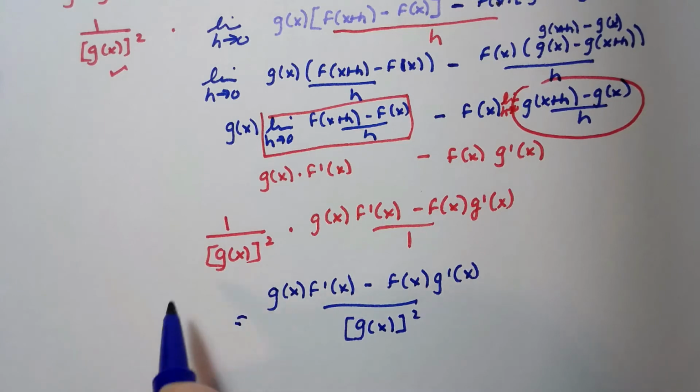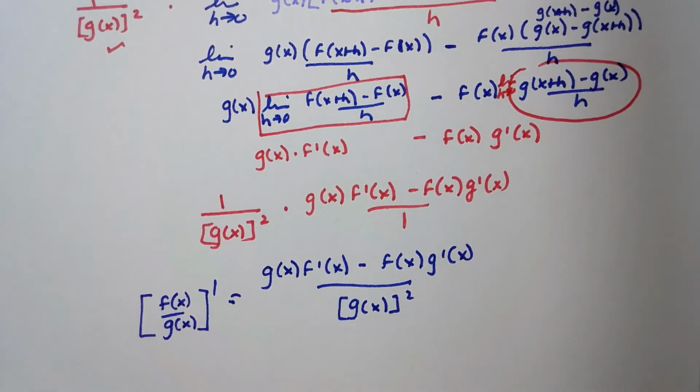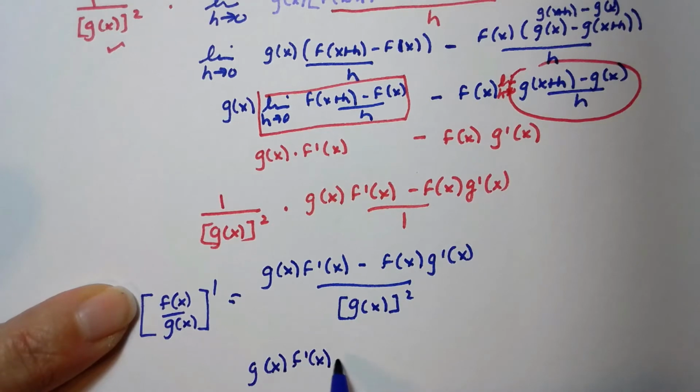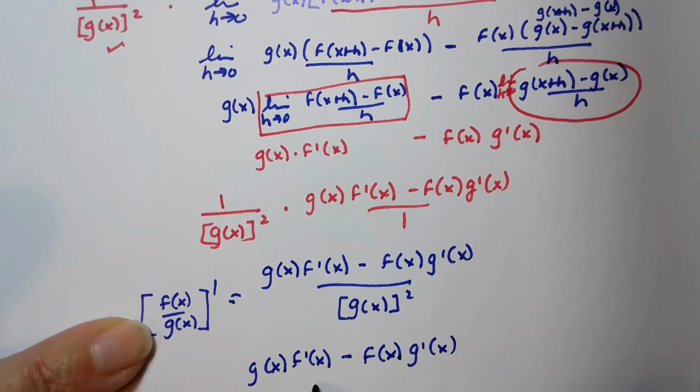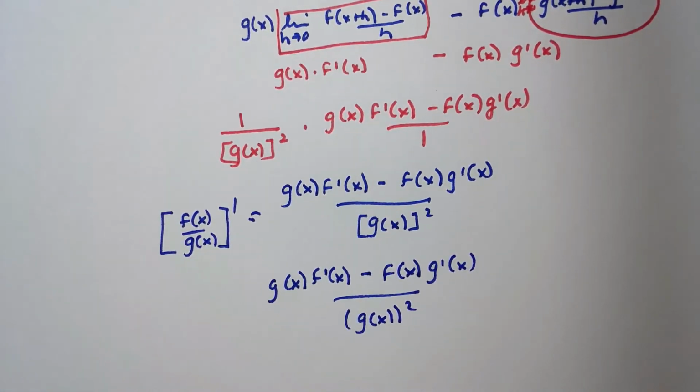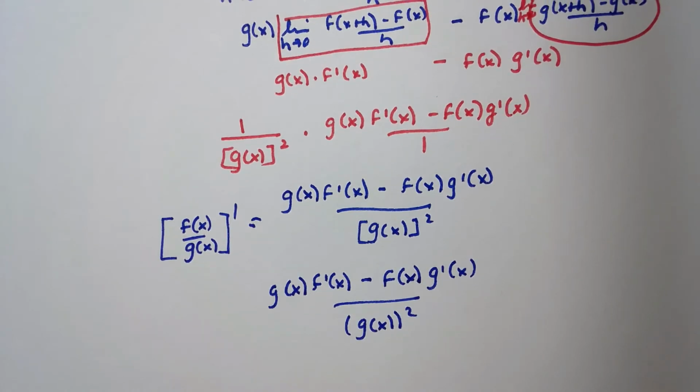And that is equal to the derivative of f of x over g of x. So I'm going to use prime notation here, right? And by the way, it's low times the derivative of high minus high times the derivative of low over low squared. If you want to use that little song or whatever you call it. Okay? And so that's how the quotient rule is derived.